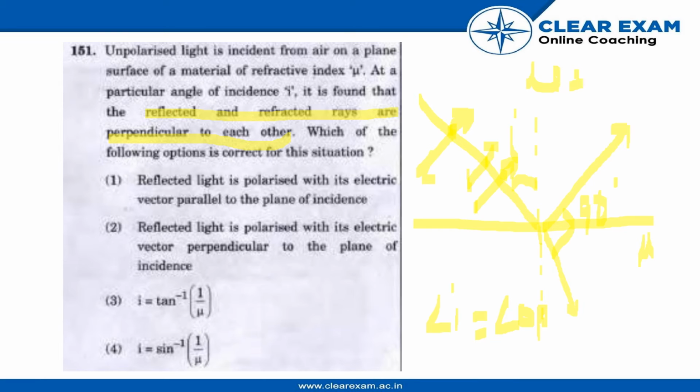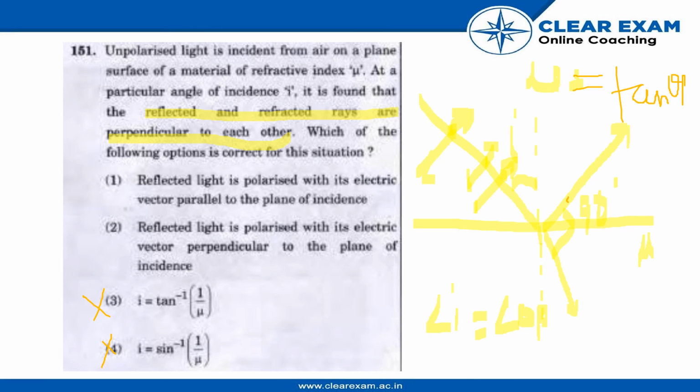So it's basically equal to tan theta P. With this we can say that this is not the correct option, and this is also false. The solution says that the reflected ray of light, when the angle of incidence is at Brewster's angle, is completely polarized, and the refracted ray is partially polarized.